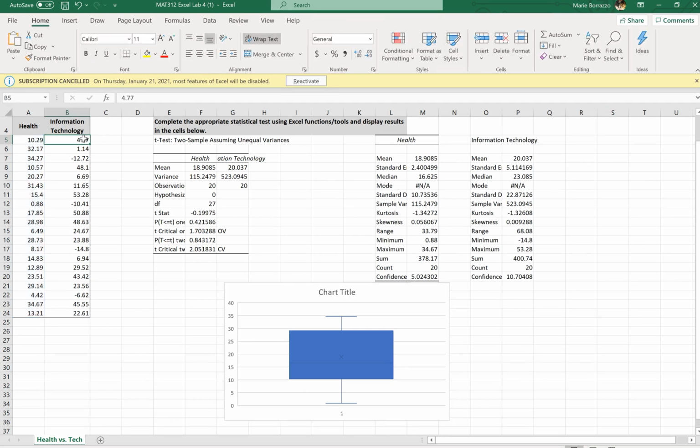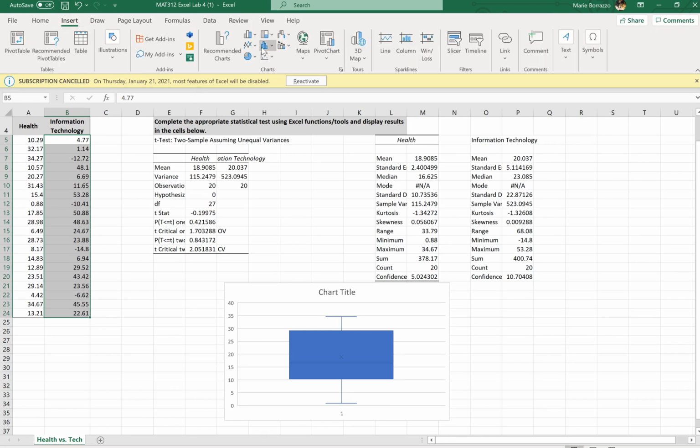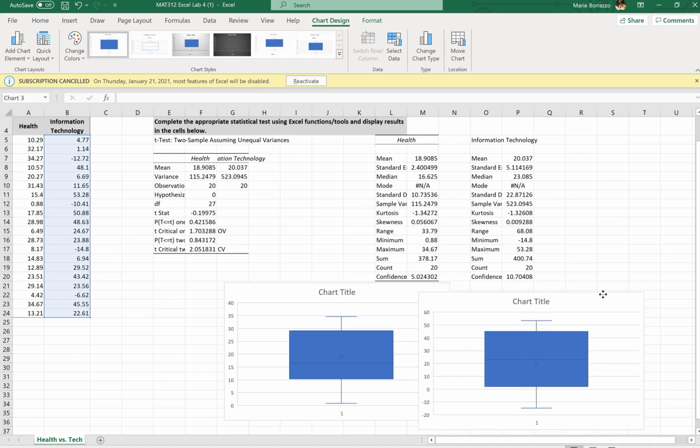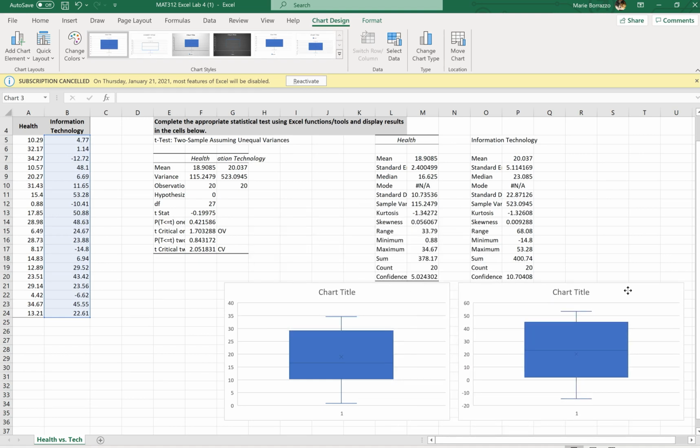Do the same thing for the other one, information technology. Again, if you do a simple box and whisker plot, it'll give you enough of an idea. See how this one has a slight tendency? Well, this one looks even more normal because this one has less of a right skew.